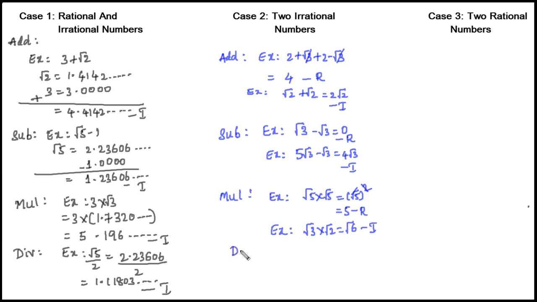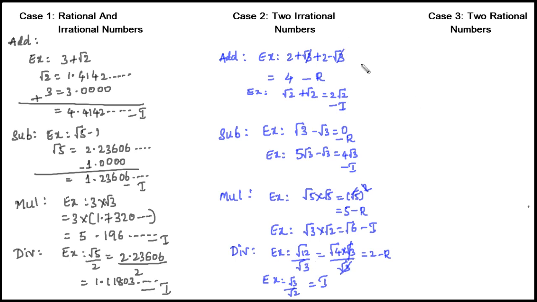Let's perform division operation. Let's take one example, root 12 upon root 3. So root 12 we can write as root 4 into root 3 upon root 3. So you can cancel out root 3 and root 4 is nothing but 2, which is a rational number. If you consider one more example, root 3 upon root 2, which is an irrational number. So from these examples we can conclude that when you perform operation between two irrational numbers, the resulting number need not be an irrational number.